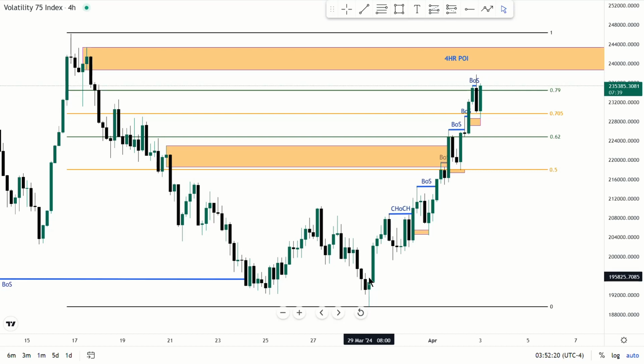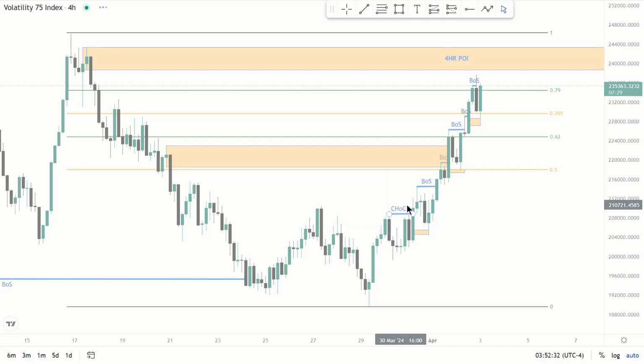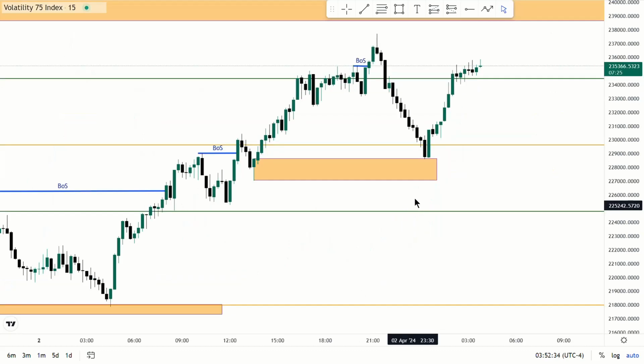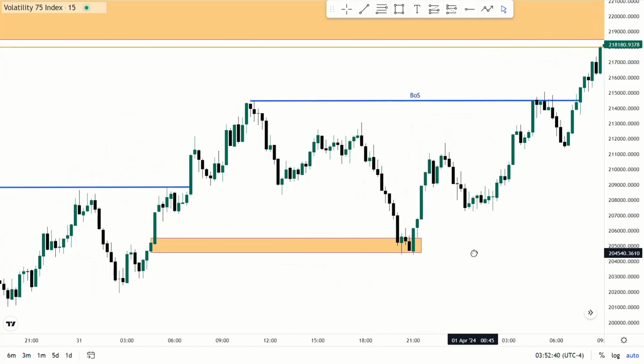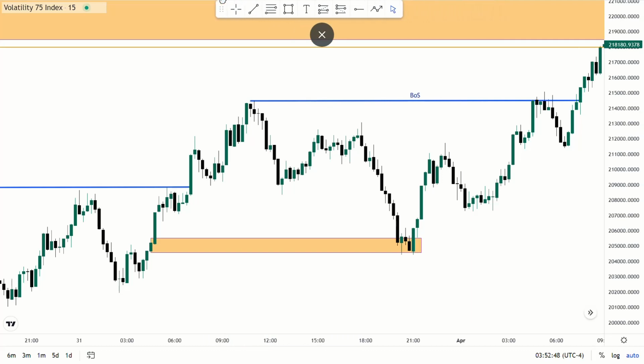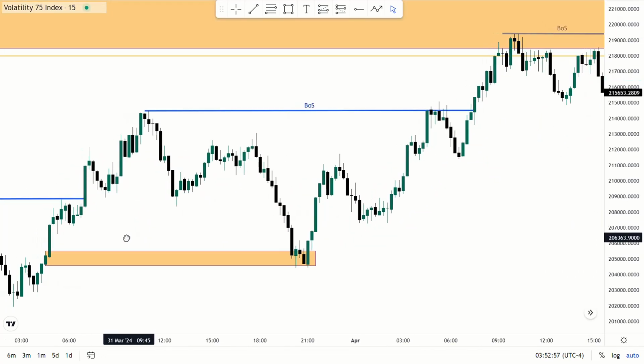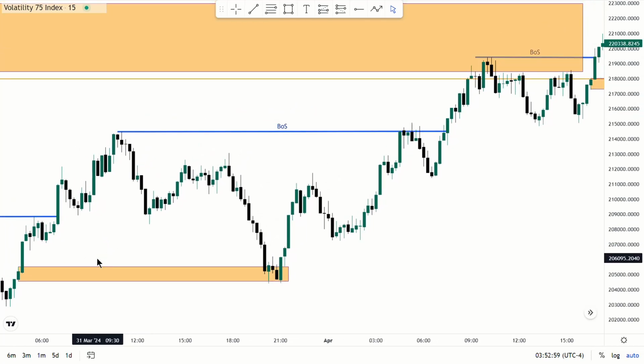So when you're looking for bias on the higher time frame, the market did this, and then on your analysis time frame, the 15-minute, the market changes character like this. Okay, so this is good. This is the 15-minute chart. The market reacted to this order block right here.